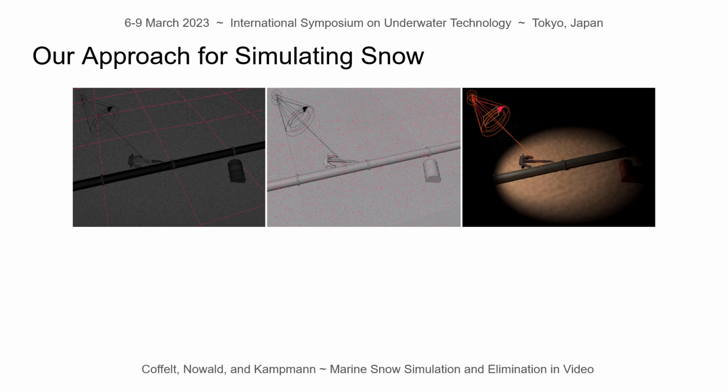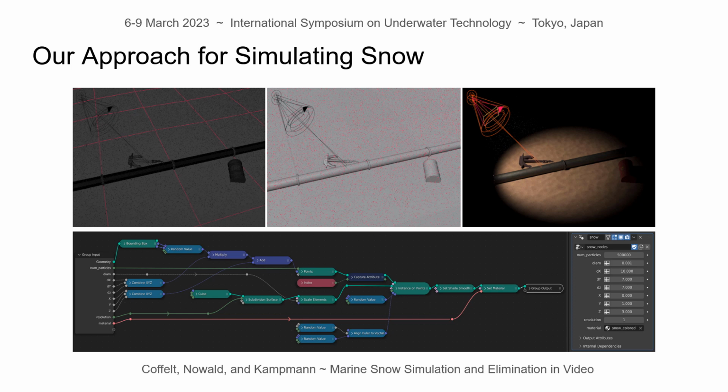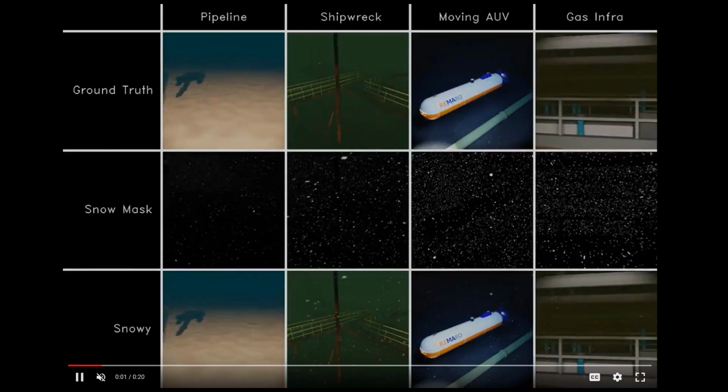We begin in Blender by creating a scene like the one shown below. We then use what are called geometry nodes to add the marine snow. This allows full control of the distribution, size, shape, and material properties of the marine snow. Examples of the scenes we created are shown here.